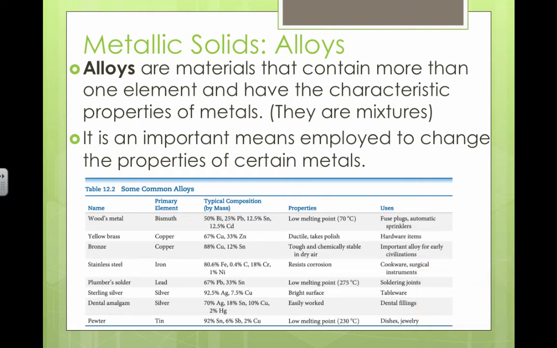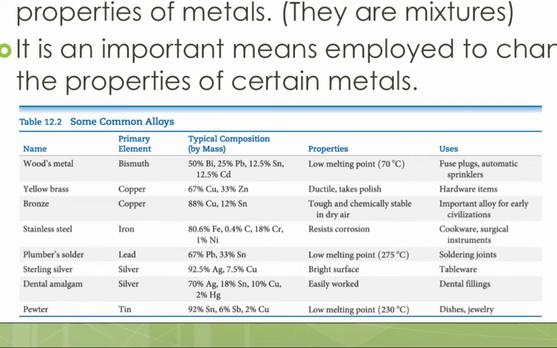So one unique application of metallic solids is alloys. So alloys are simply mixtures of metals. So they're materials that contain more than one element, but they have characteristic properties of metals. Alloys are really useful because it's one way to modify a pure metallic element. For example, almost all of the uses of iron involve alloys. So an example is stainless steel, right? Stainless steel is mostly iron, but it's been injected with some other elements which allows it to resist corrosion.